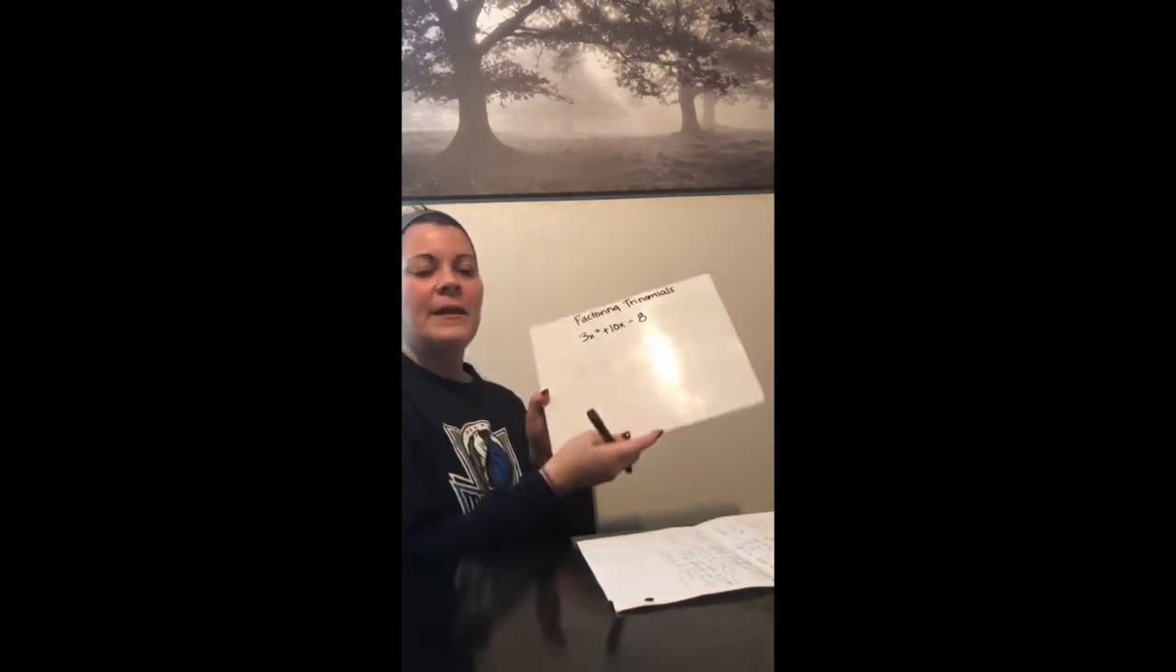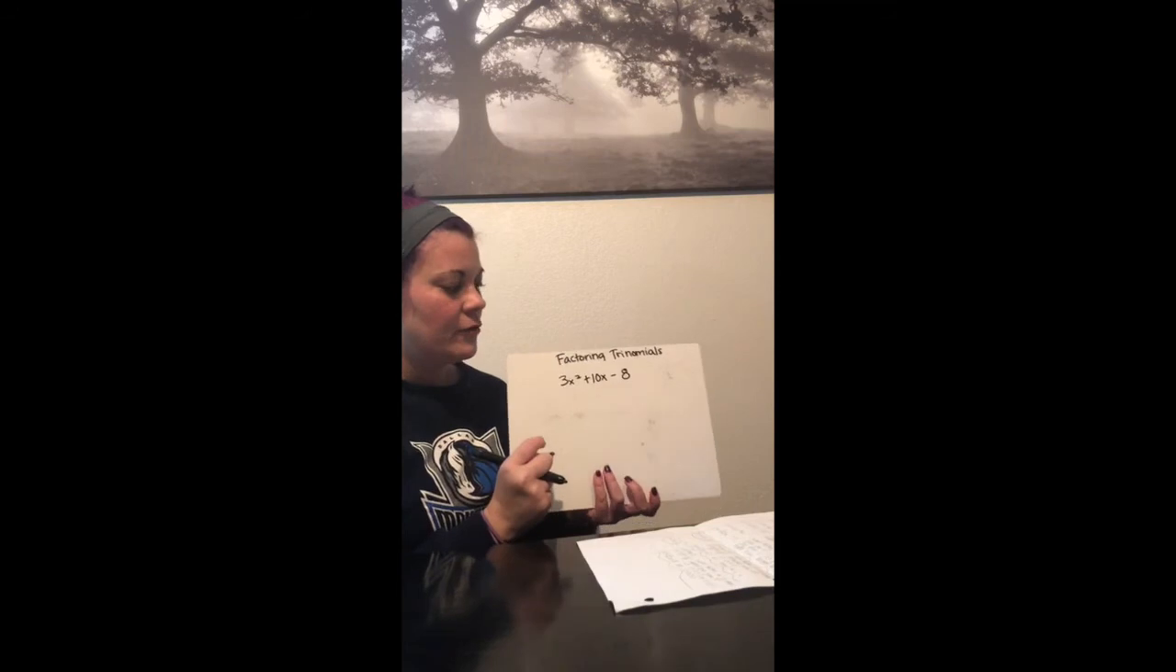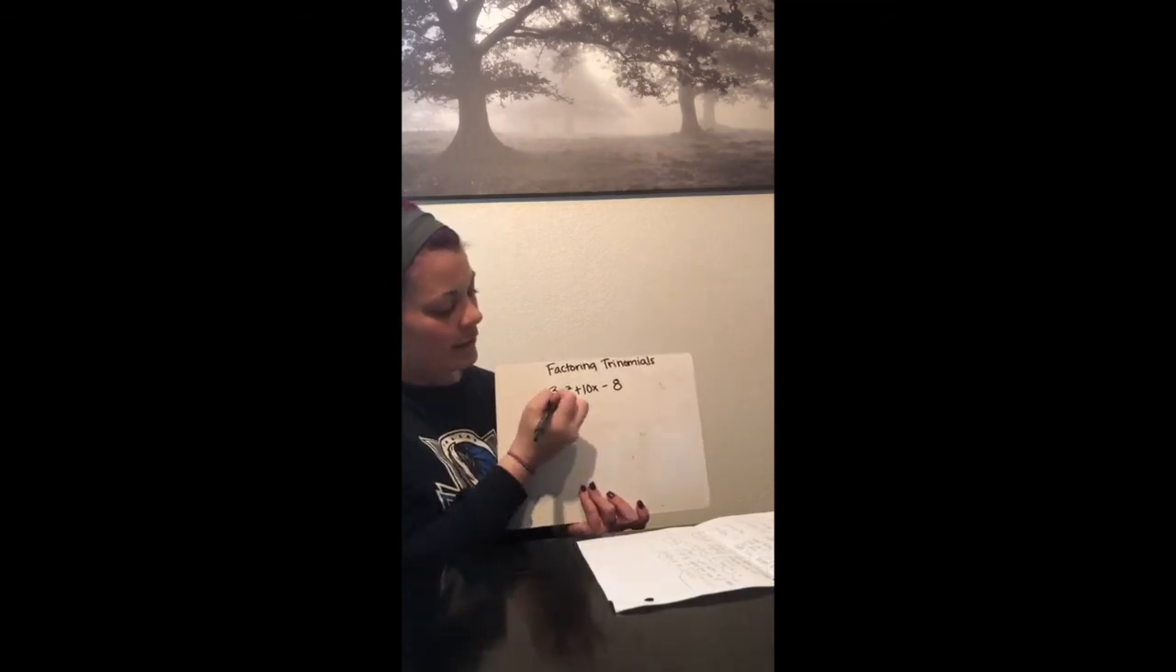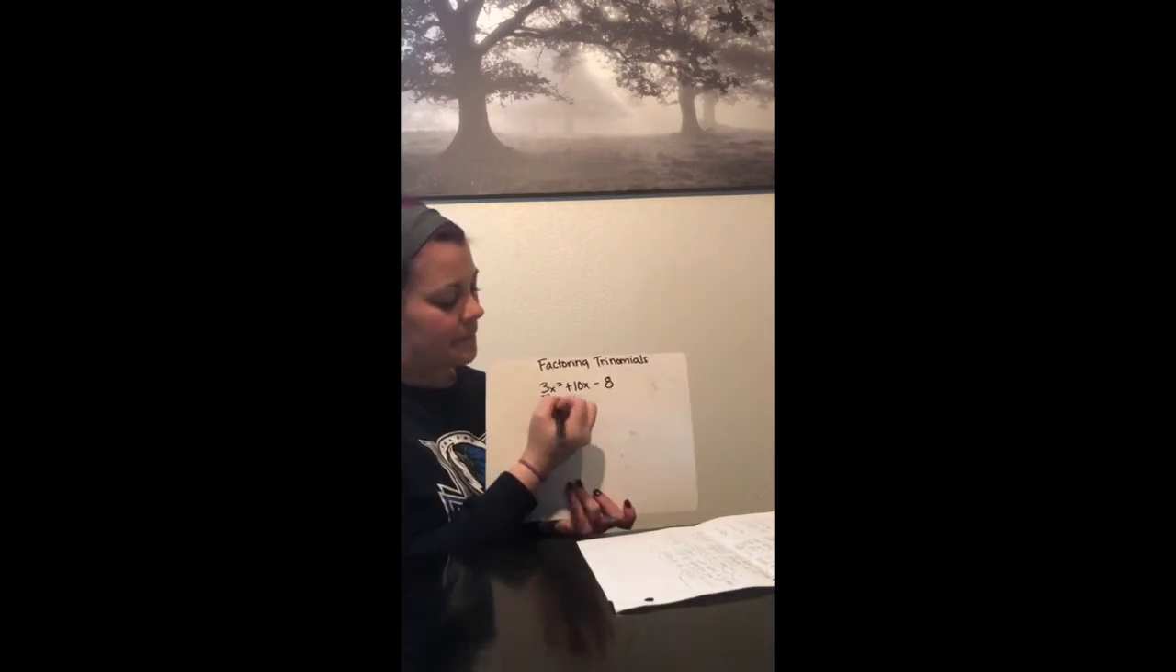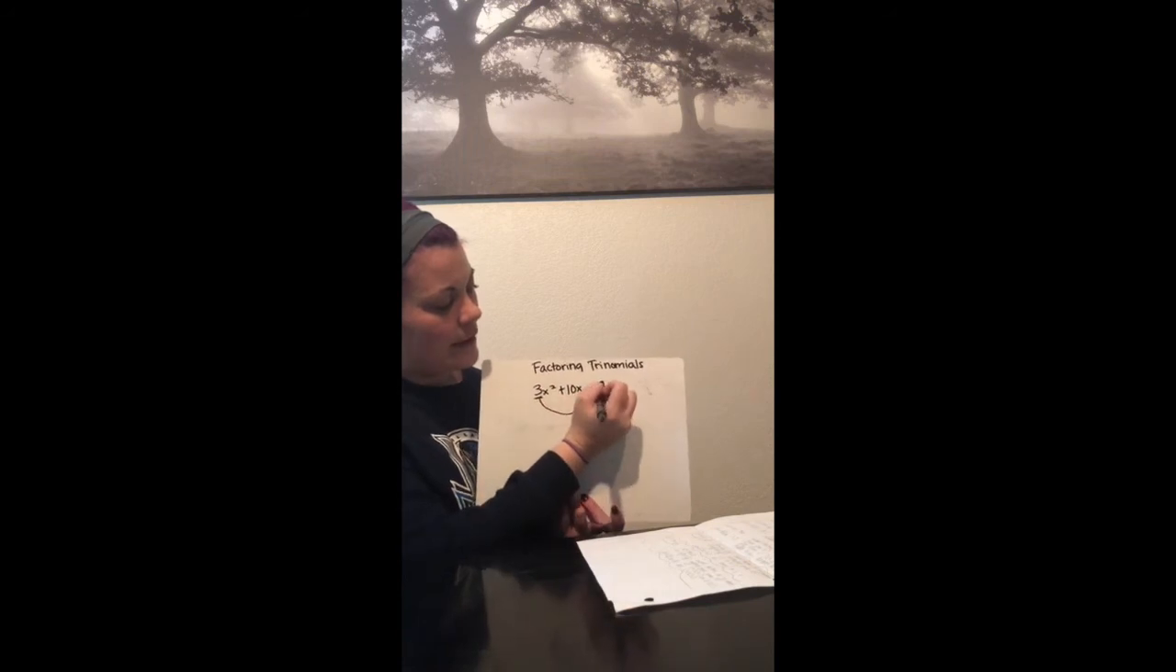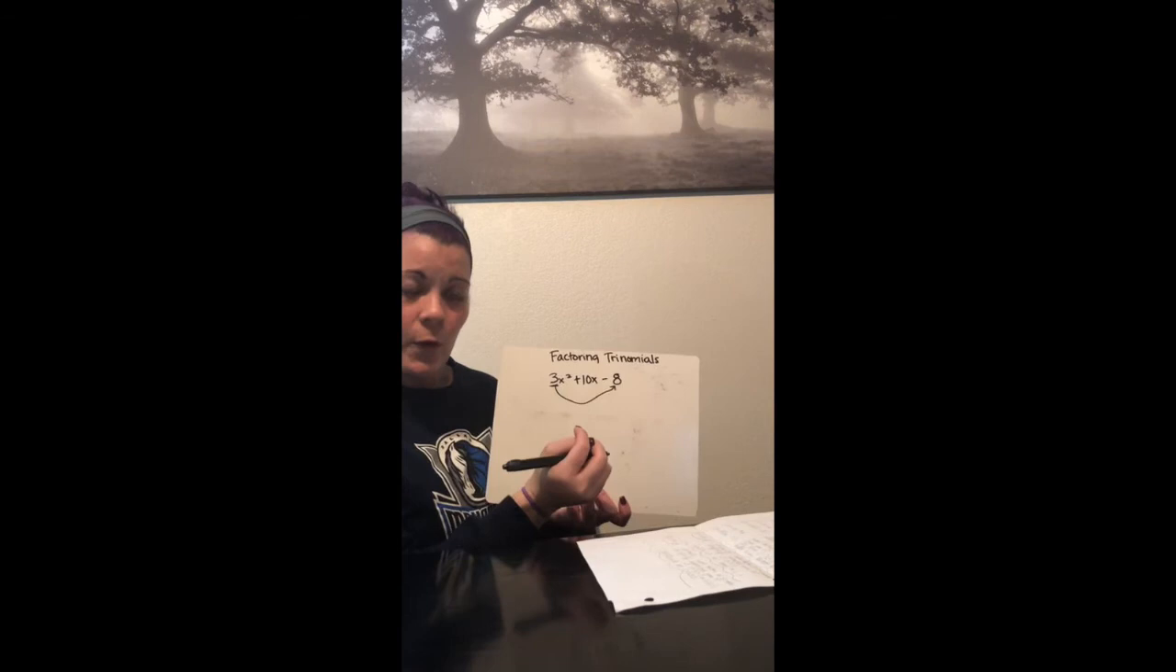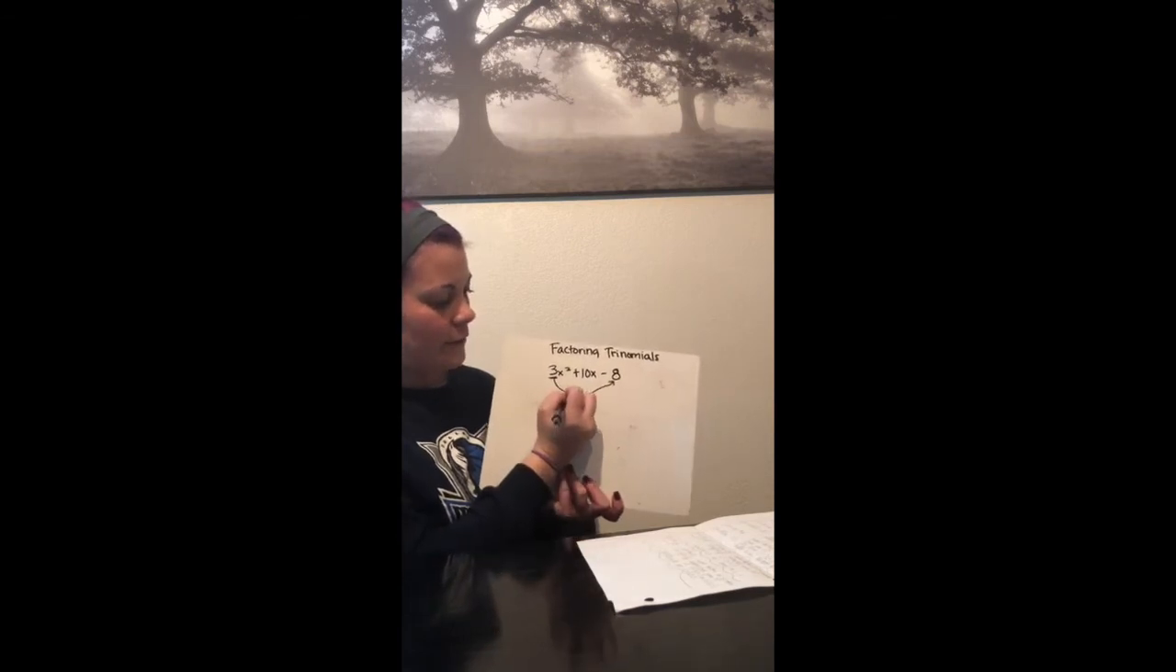I've actually taught this before in a live, and it's called chunking. So I'm going to tell you a cool trick. What you do is you take the leading coefficient of 3 and you multiply it by the last term. So 3 times 8 is 24. And so you just drop that leading coefficient.